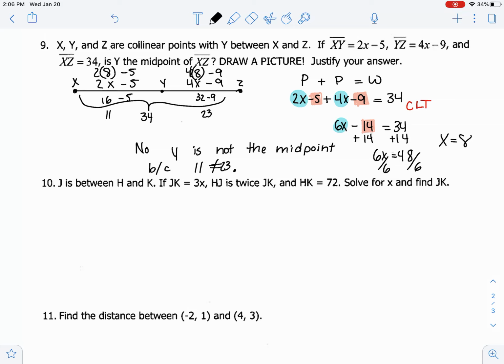Our next problem tells us that J is between H and K. So if we remember from our first lesson on segments, anytime we see the word between, that means it's collinear as well. So H, K, J is between. We're told that JK, oh, my picture's not drawn to scale. Let me fix it.